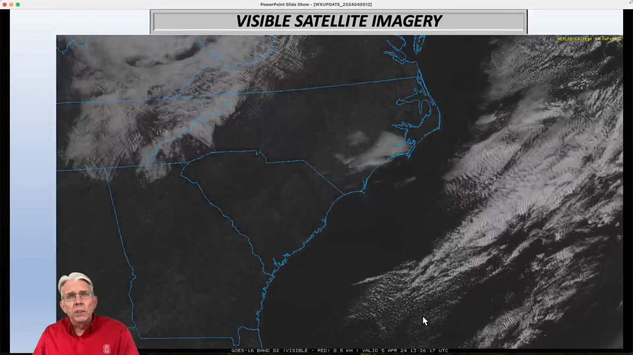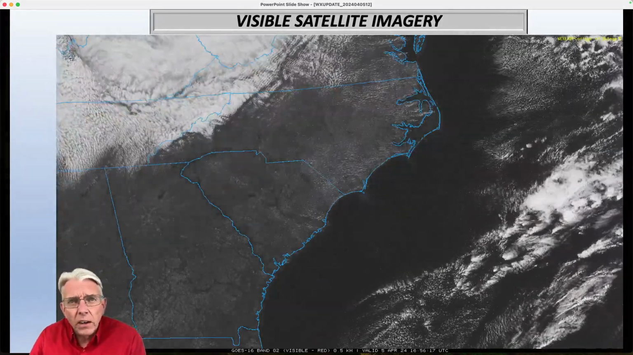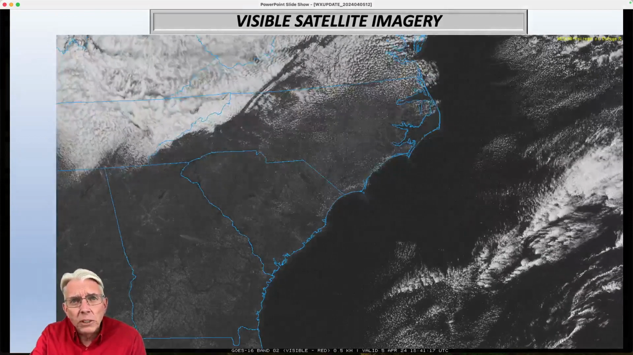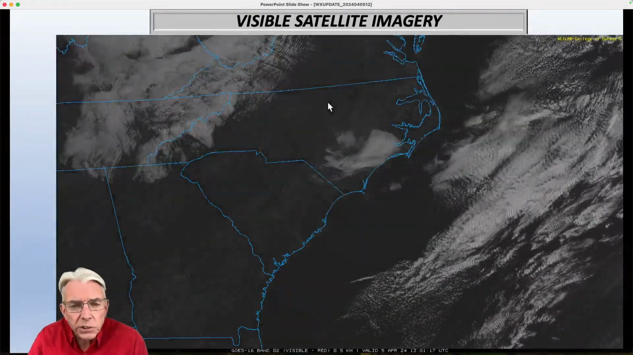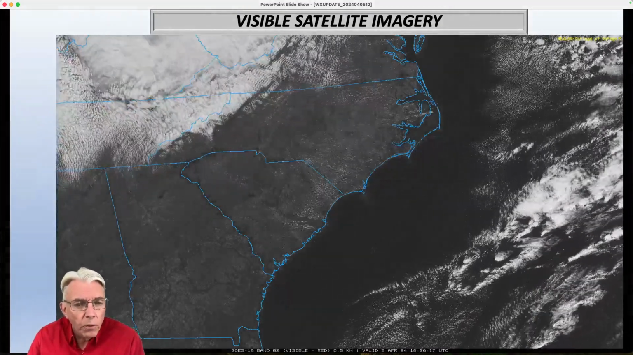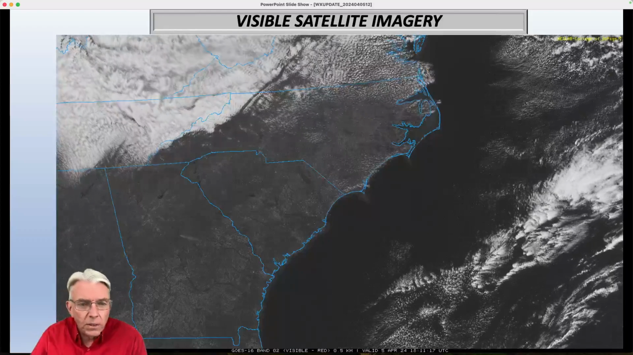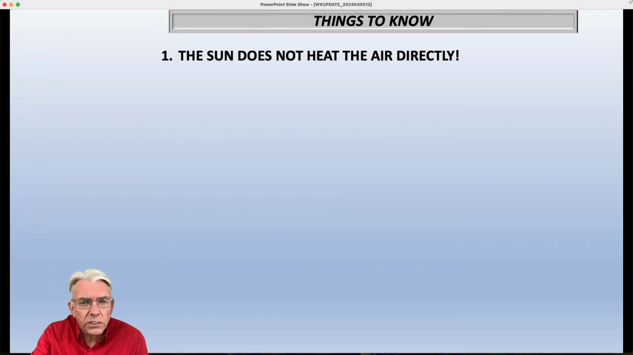This is the visible satellite loop from today. You can see that we started off perfectly clear, and then with the heat of the day, we started to produce these stratocumulus clouds in here. And actually in some areas, especially north of the Triangle, it reached a point where there were more clouds than sun out there, but there was still some sun leaking through for sure. So here are some interesting things to know.